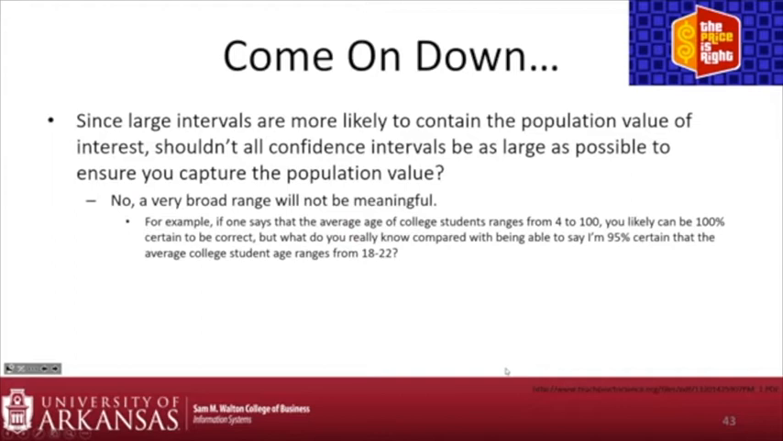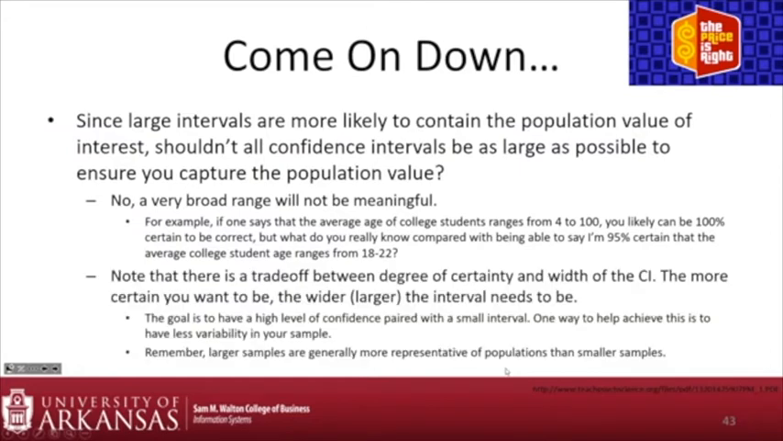So the same kind of idea, right? If we're talking about college students, I know I'm going to get everybody between the age of 4 and 100. I graduated with a lady who was 83. She was awesome. But really, I can be 100% confident that they're going to fit in this, or I can be 95% confident they're going to be between 18 and 22. Right?